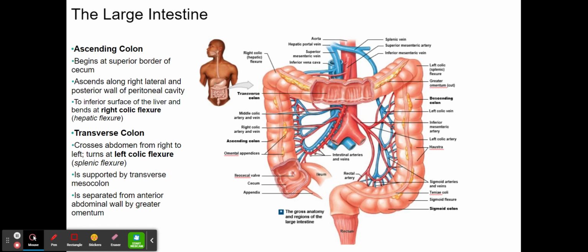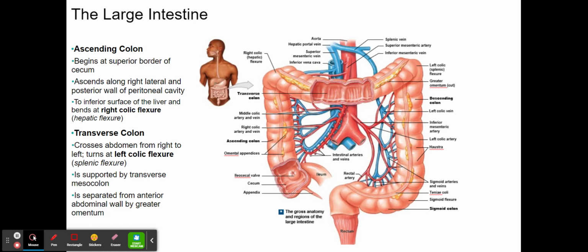Next is the transverse colon, and it curves inferior to the right colic flexure and crosses the abdomen from right to left. The transverse colon is supported by the transverse mesocolon. It is separated from the anterior abdominal wall by the layers of the greater omentum. At the left side of the body, the transverse colon passes inferior to the greater curvature of the stomach.